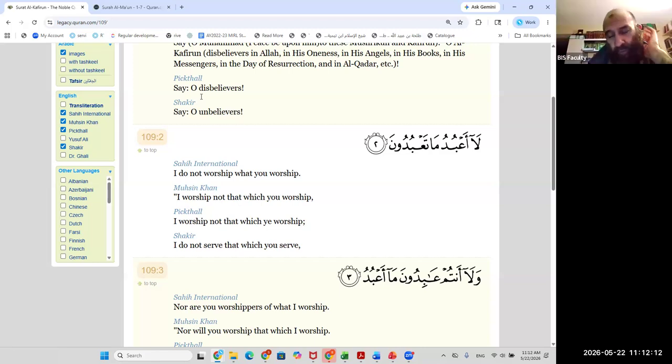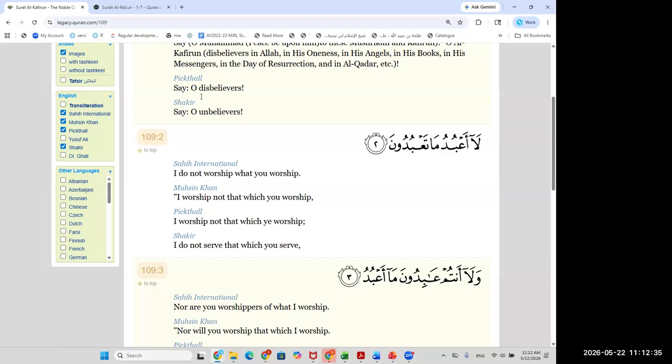لا أعبد is straightforward. فعل مضارع for أنا. Implied فاعل is أنا. ما here is essentially the مفعول به. I do not worship that which you worship.